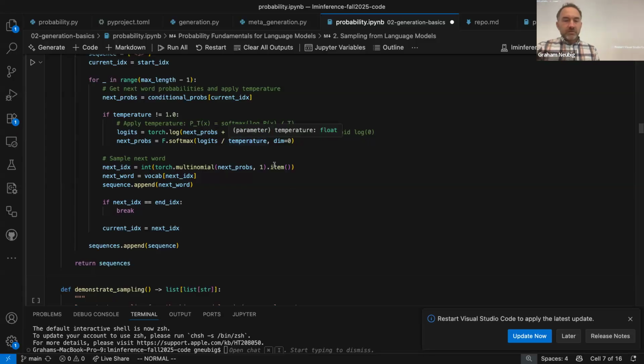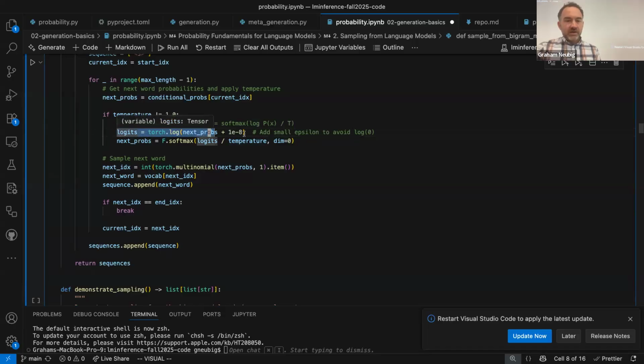So that's what we're doing here. We're basically taking the log of the probabilities, dividing it by the temperature, and then taking the softmax, and the softmax is basically exponentiating and then normalizing. So that's what we do here.